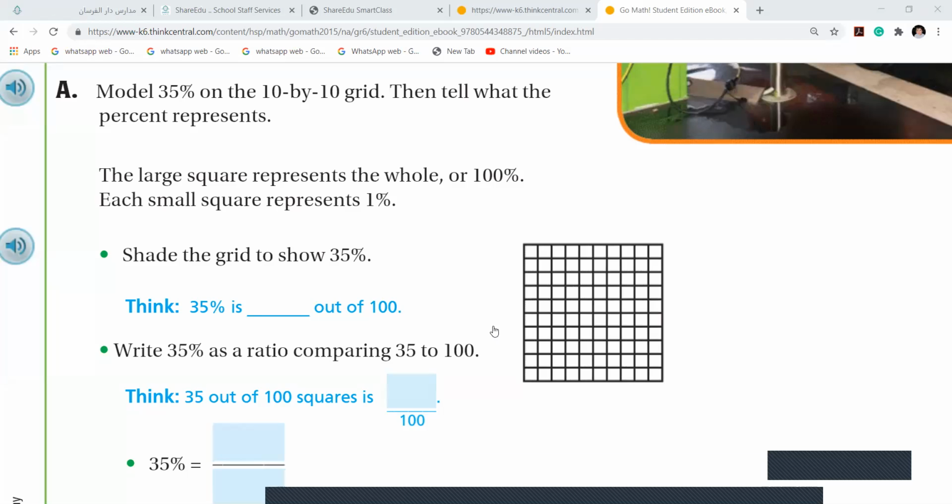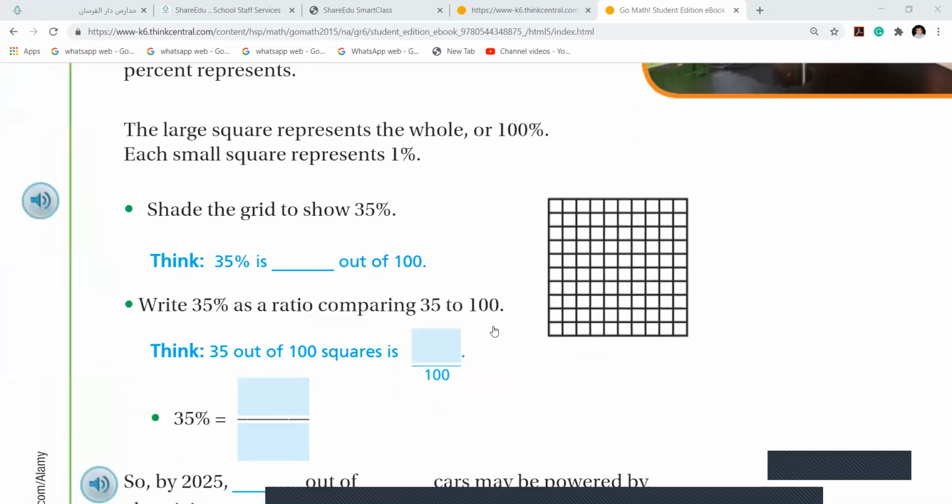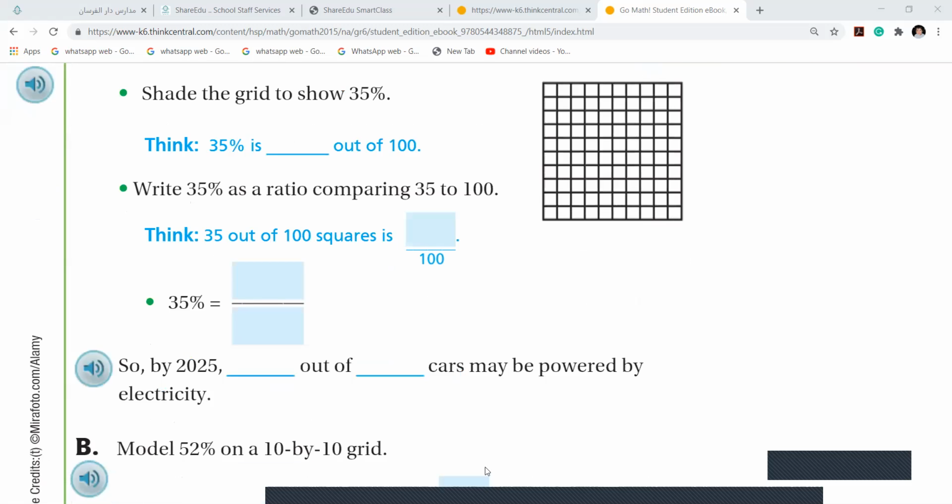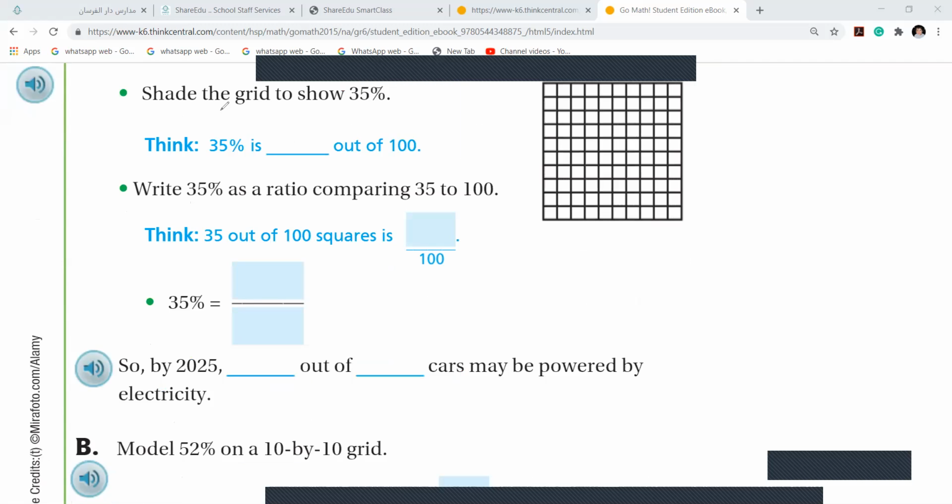So it's 35%. You all know very well, 35% means 35 in the numerator and 100 in the denominator. So let us start, girls, quickly. 35 out of 100 can be written as 35 over 100. Am I correct? So it's 35 over 100.